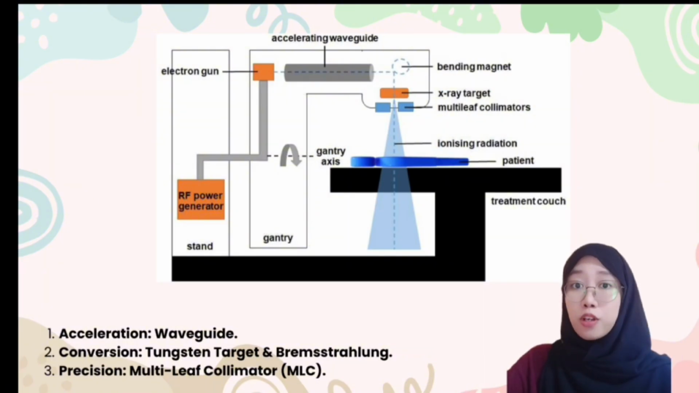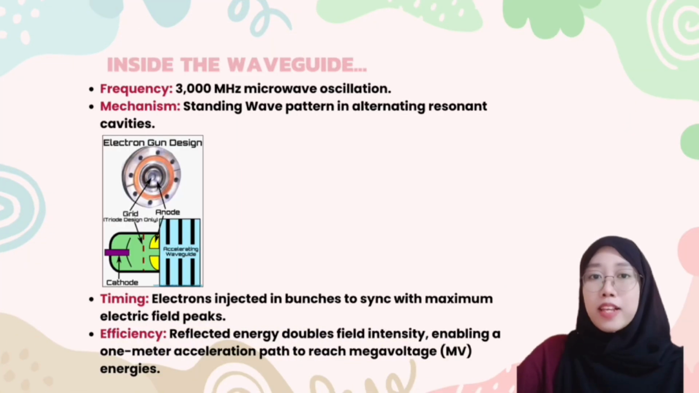Firstly, the physics of compact acceleration inside the waveguide. Secondly, the conversion process at the tungsten target. And finally, the precision beam shaping of the multi-leaf collimator. First off, let's take a look at the inside of the waveguide.